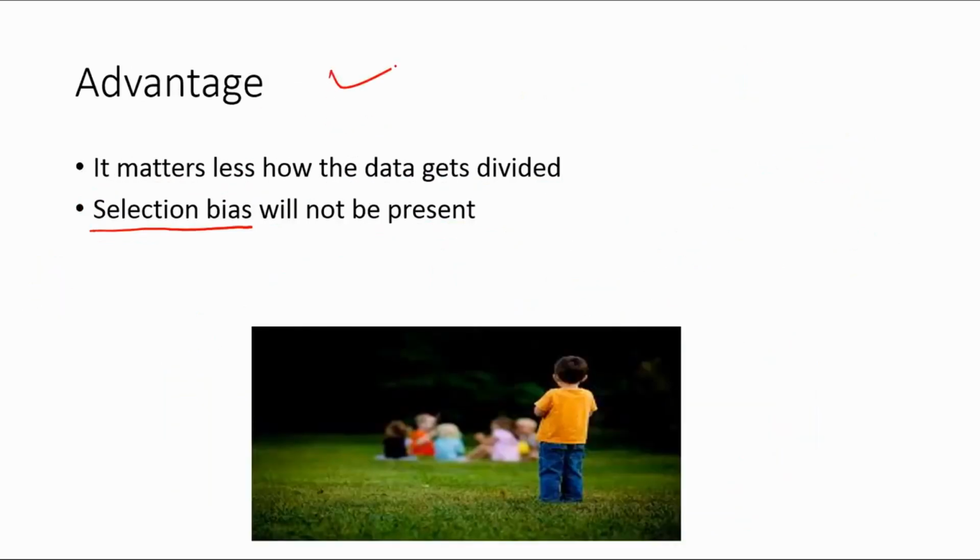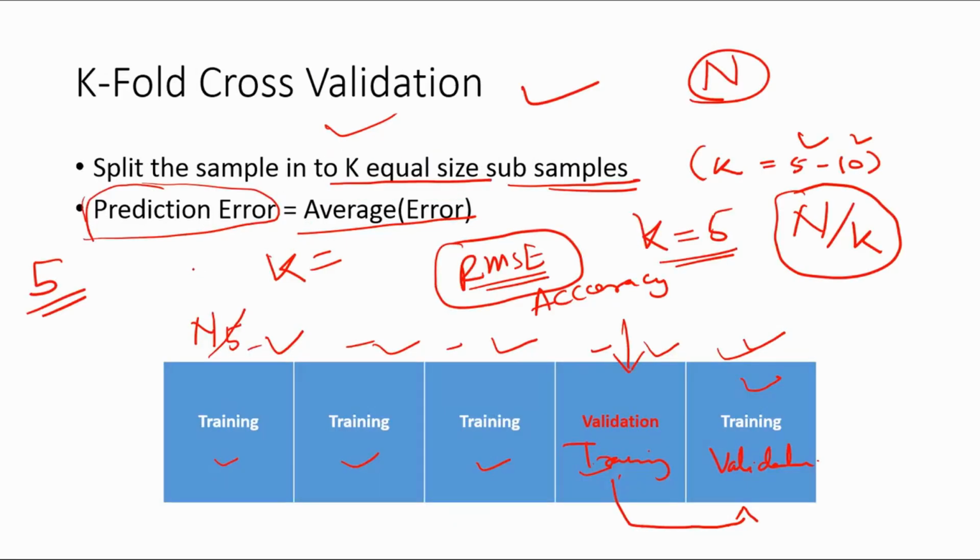The advantage of this particular method of cross validation is that it doesn't matter how the data gets divided. Remember, in the holdout sample cross validation, we had the problem of how we split the sample. If you change the splitting pattern, you probably get a different result or a different prediction error. But in KFold cross validation, it doesn't matter much. So that selection bias will not be present. Why is it so? Let's go back and understand why.